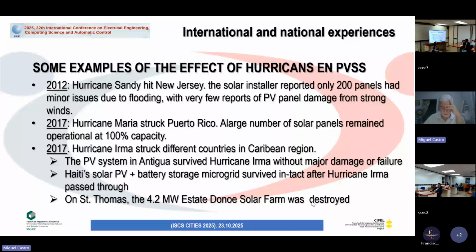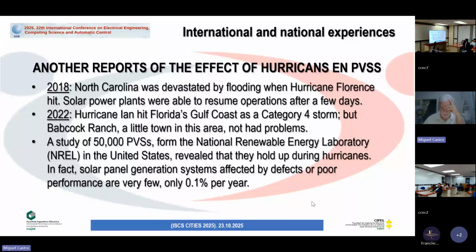But Babcock Ranch, a little town in this area, had no problem. The PV design is designed to withstand a Category 5 hurricane in this town. The solar energy infrastructure maintained power at Babcock Ranch during the hurricane, while the surrounding community lost electricity. Finally, another study of 50,000 PV systems from the National Renewable Energy Lab in the United States revealed that they hold up during hurricanes. In fact, solar panel generation systems affected by poor performance are very few, only 0.1% per year.